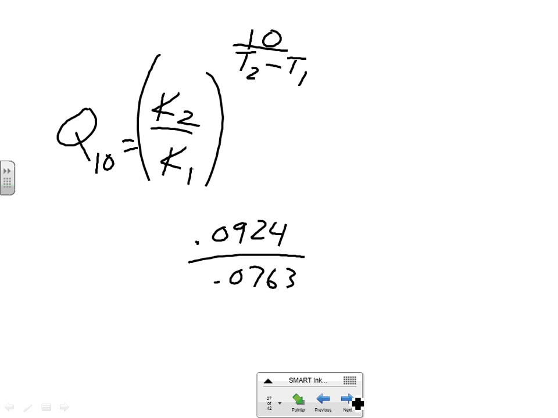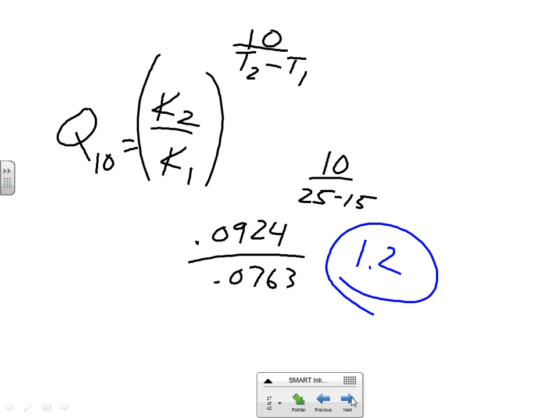The units don't matter so much here because what's going to happen to them? They're going to cancel. And then we want to raise this to the 10 over the highest temperature, which was 25, minus the lowest temperature, which was 15. So essentially, does the power even matter on this problem? Because it's going to be 10 over 10, right? It's going to be 1. So all we do to get our Q10 is divide 0.0924 by 0.0763. So we end up with a Q10 of about 1.2.